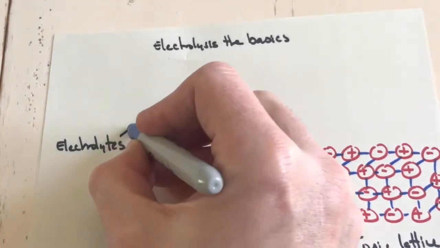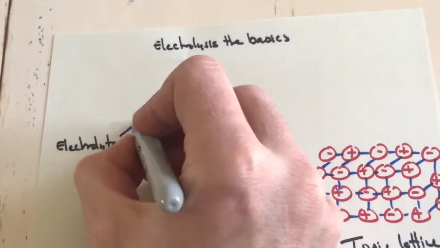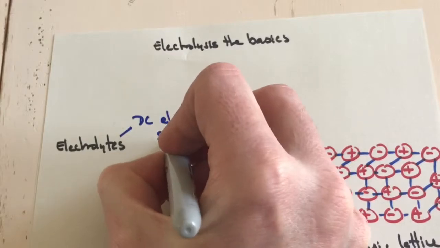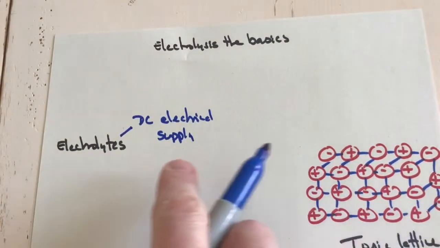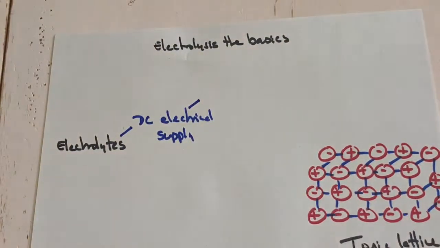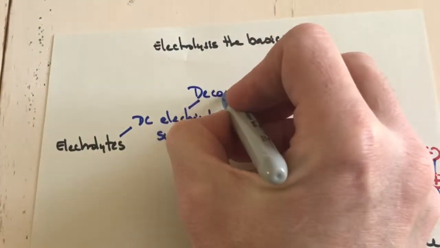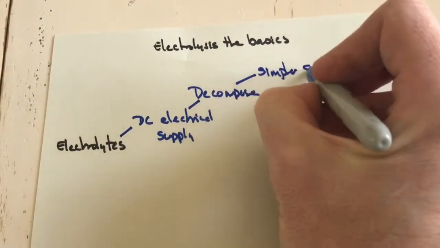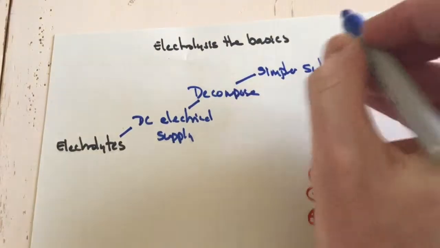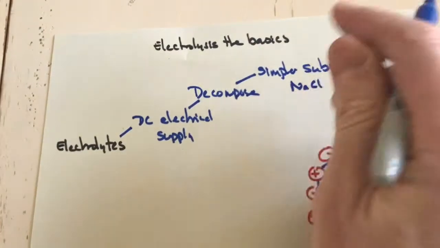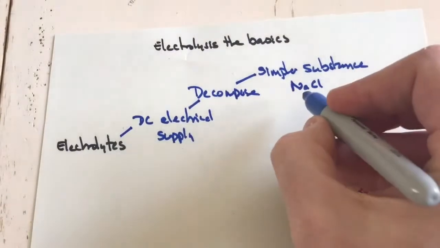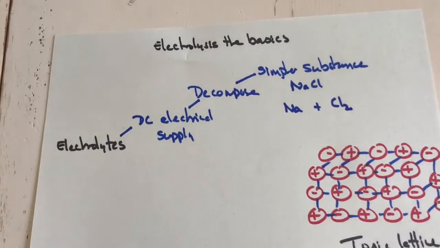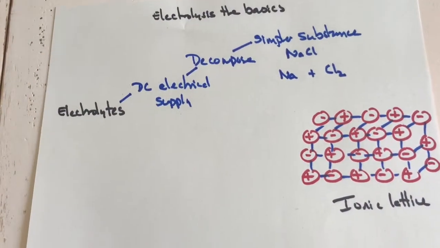Okay, so linked to this, once we've got our electrolyte formed, as we said, we have to use a DC electrical supply in order to break down the materials into simpler substances. The chemistry word for breaking down those materials is decompose. They have to decompose those materials, and we have to form simpler substances during the electrolysis process. For example, if we had sodium chloride as our ionic compound, we would form from that sodium and we would form chlorine gas. Two simpler substances would be formed from my ionic compound.